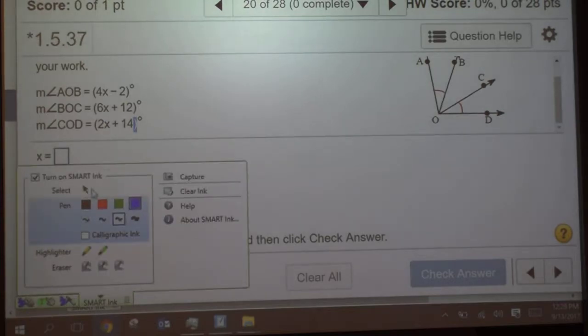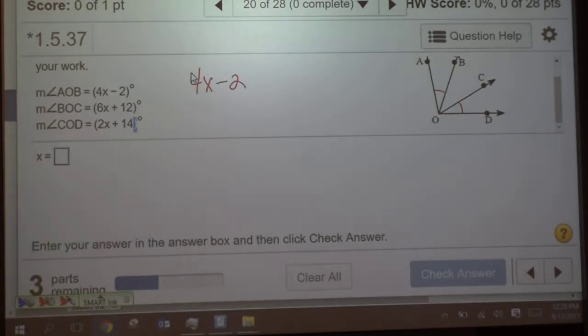So we're going to set up an equation that says 4x minus 2, which again is the expression for that angle, is equal to 2x plus 14. Go through and solve, so 2x equals 16, x is 8.